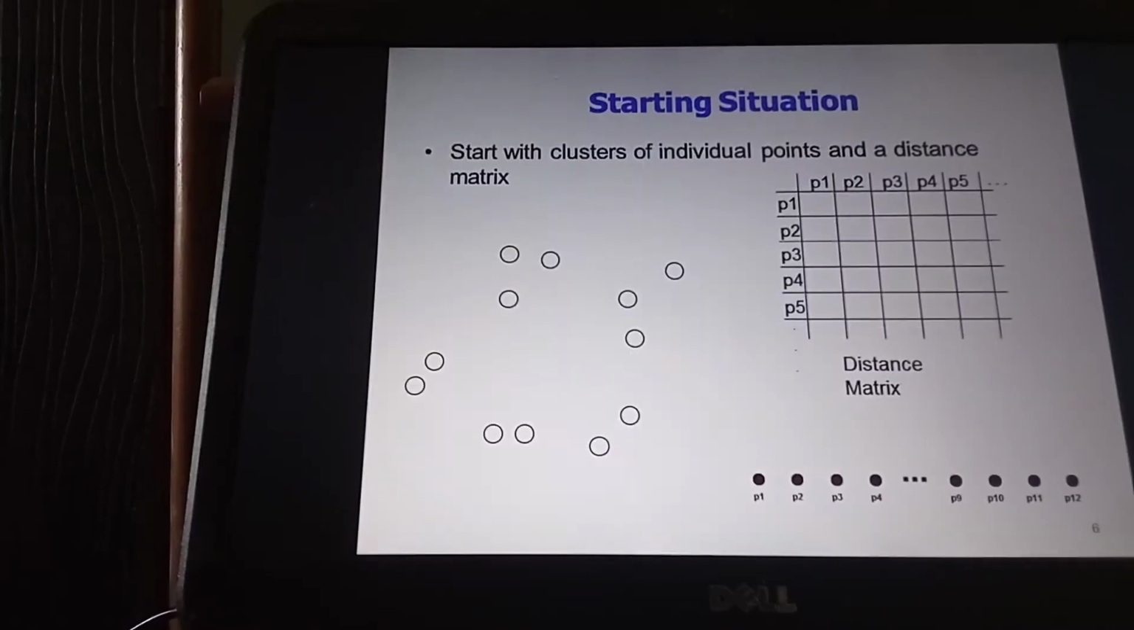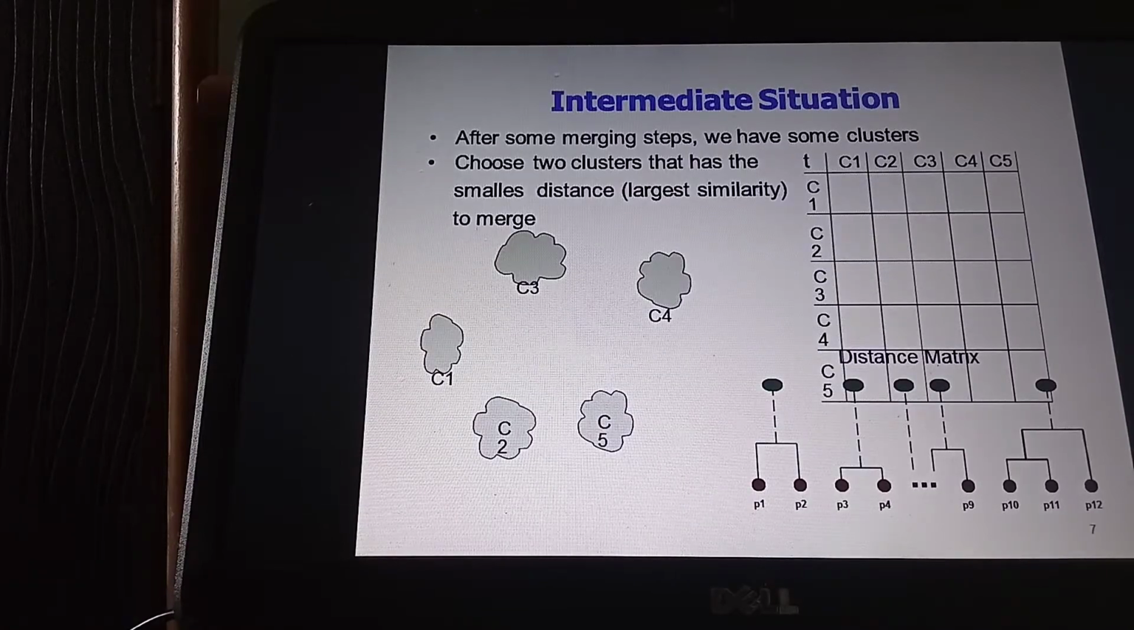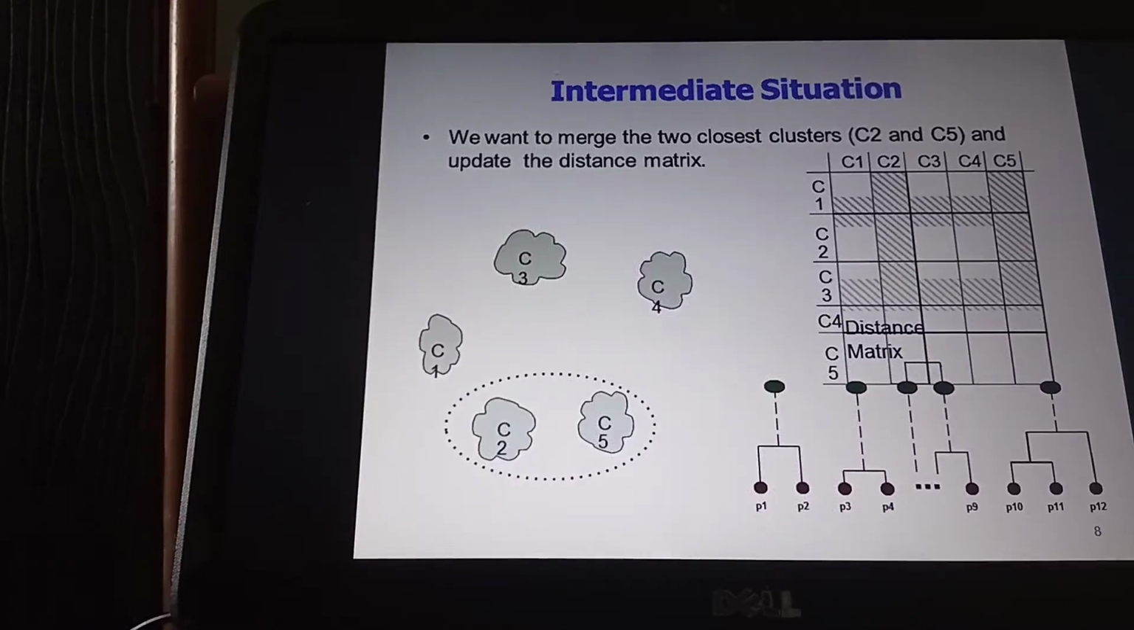Starting situation: start with clusters of individual points and the distance matrix. Here you consider 12 points that will be represented in the distance matrix. After some merging steps, we have some clusters. Choose the two clusters that have the smallest distance to merge. Here C2 and C5 are considered for merging. We want to merge the two closest clusters, C2 and C5, and update the distance matrix.